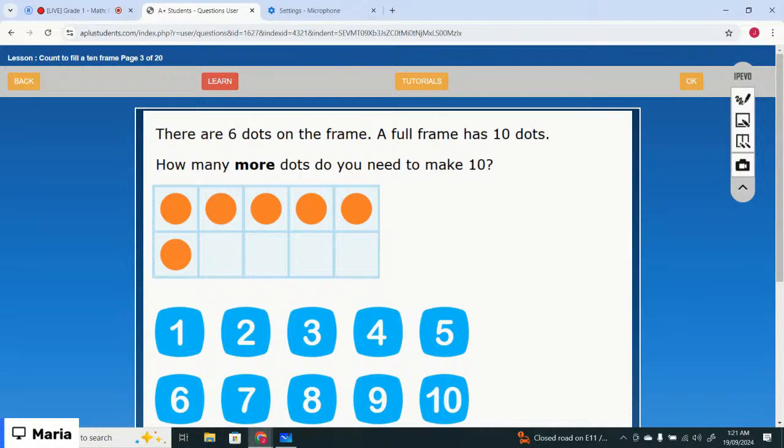There are 6 dots on the frame. A full frame has 10 dots. How many more dots do you need to make 10? So which is the correct option?